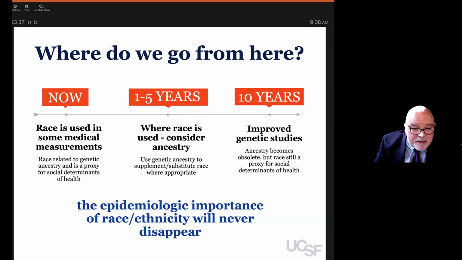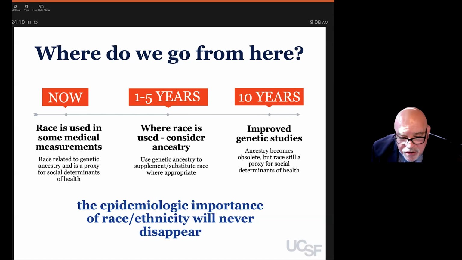Where are we going? Genetic ancestry has been around since 2000, 21 years ago. The Human Genome Project started 30 years ago, yet we as physicians and scientists have yet to include it into medical measures such as lung function. To the best of my knowledge, we were the first to do it in 2005. We did it again in 2010. We did it again in 2014, and it's rearing its ugly head in 2021.